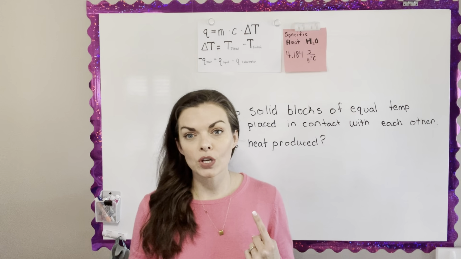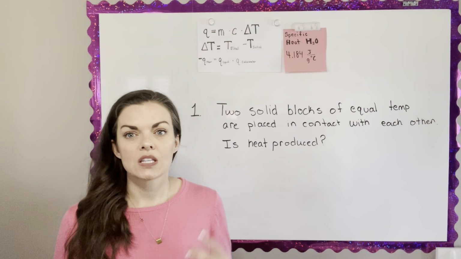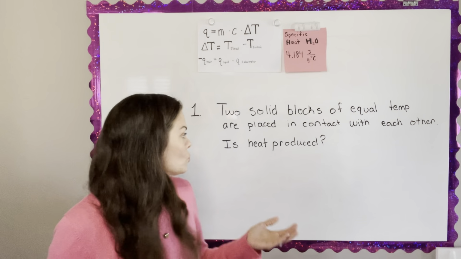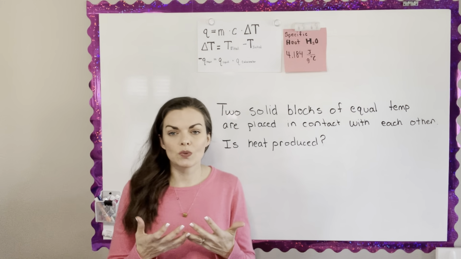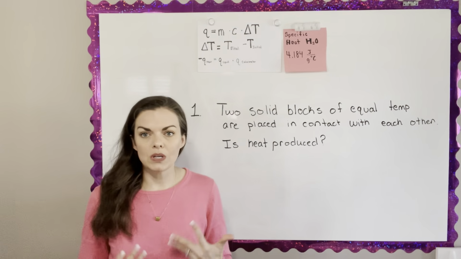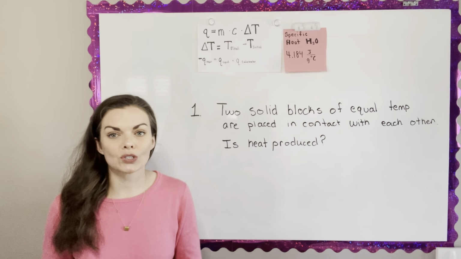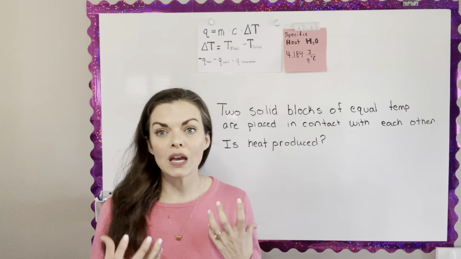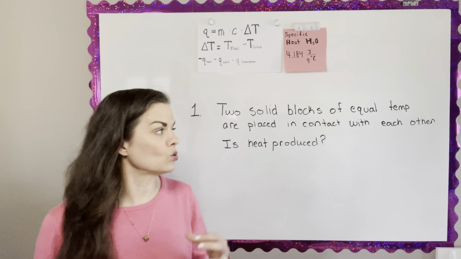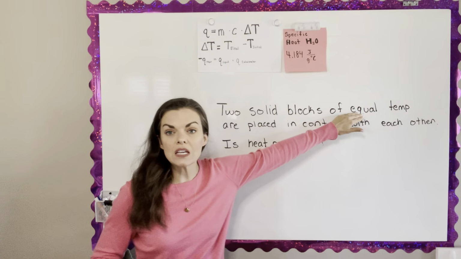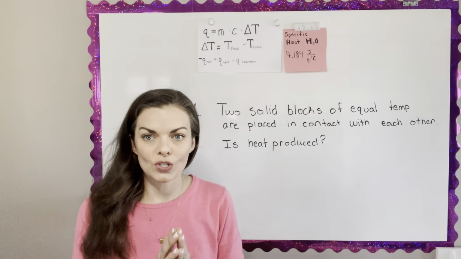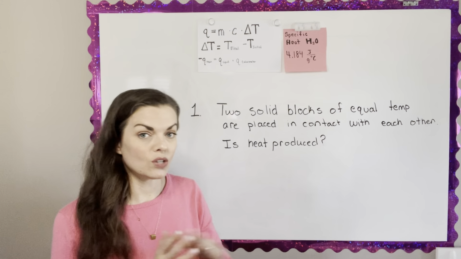The first comprehension check, question number 1, tells us that you have two solid blocks at the same exact temperature, placed in contact with each other. Is heat being produced? Well, heat is when we are exchanging energy and we have a temperature change. But if I have two blocks with an equal temperature, there is no heat being produced because there is no energy being exchanged. So the answer is no.